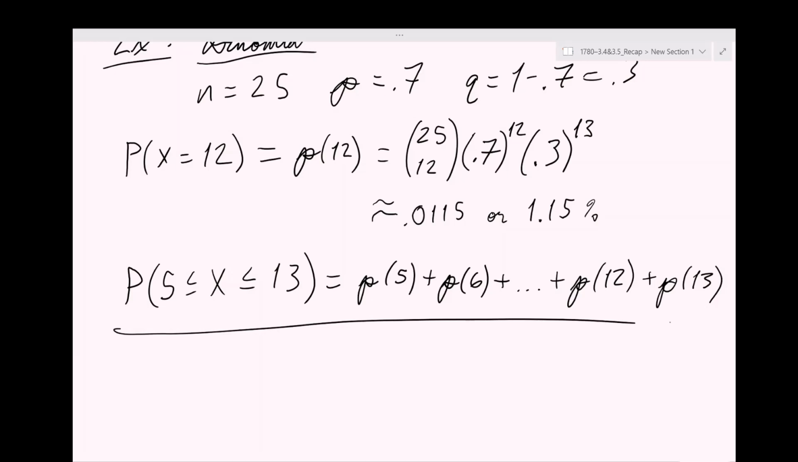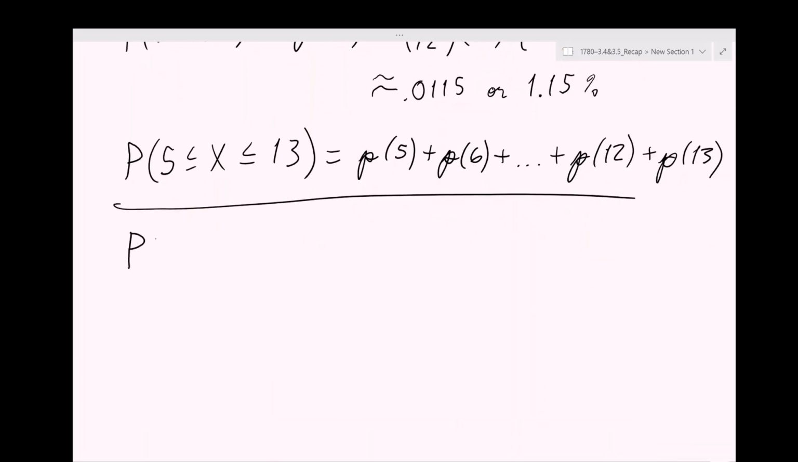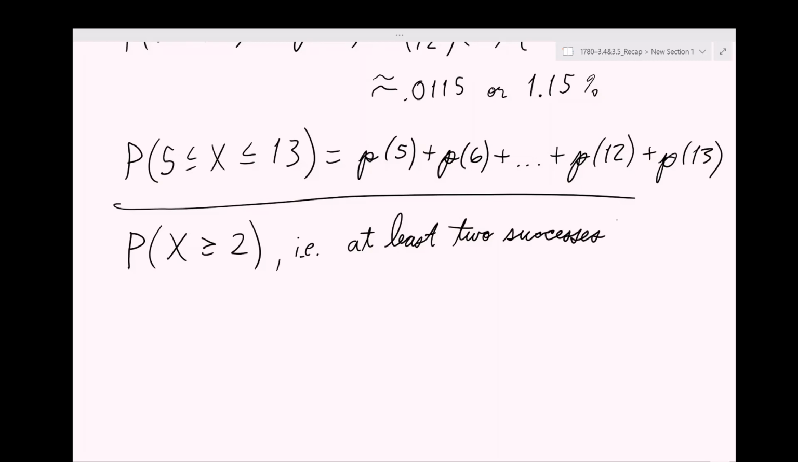Another thing that may happen, and you can save yourself a lot of time, is if it's asking for something like, what's the probability that we take a value that's at least 2? In other words, at least 2 successes. Sorry for my handwriting there.